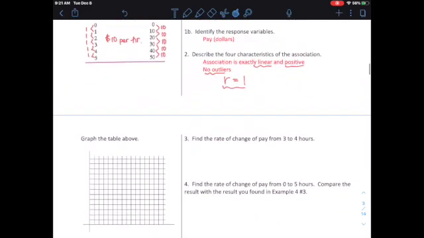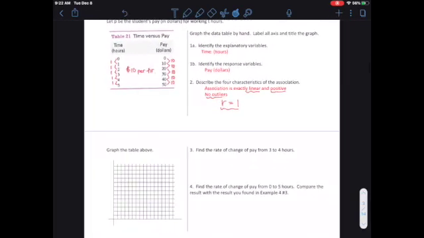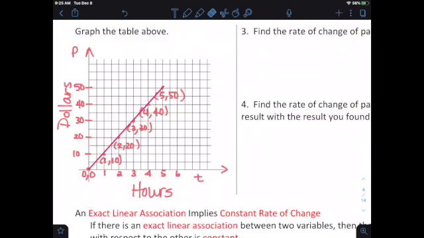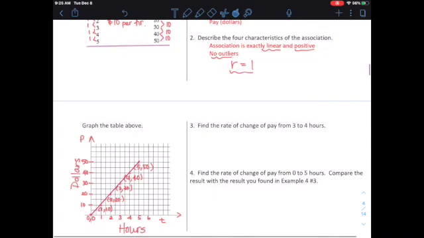Now graph the table above. I'm going to graph it and label it, and you guys can pause the video and do it at your own speed. So there's the graph I have. I put down the points, scatter plots, and I draw the line and matched it up. It's exactly on the line. So just proving what we said before, the correlation is 1.